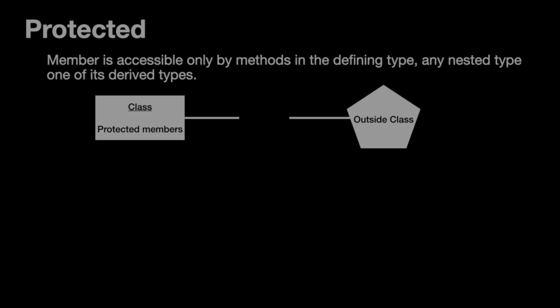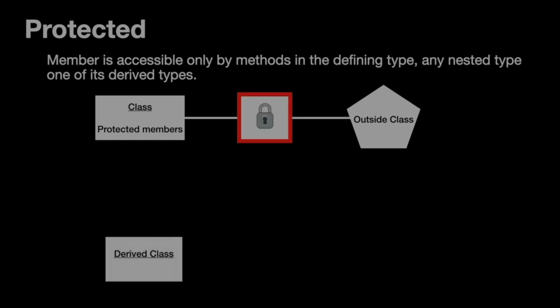In this example, the outside class cannot access them, since it is not a derived class. But if we have a derived class from the class where protected members have been defined, it can access those protected members in that class.